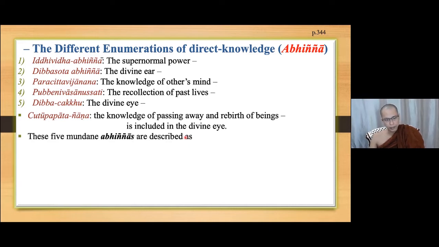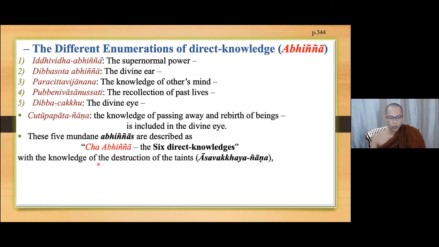And in other cases, the Abhinna is explained as six, the six direct knowledges, Cha Abhinna. At that time, the five direct knowledges of the mundane level, Iddhividha, Dibba Sota, Paracitta Vijanana, Pubbenivasanussati and Dibba Cakkhu, are all mundane. So these are the five mundane Abhinna. A worldling can attain all the direct knowledges mentioned in the Abhidhammattha Sangaha. Sometimes six Abhinna are mentioned in the Sutta, and at that time it includes the knowledge of the destruction of the taints.